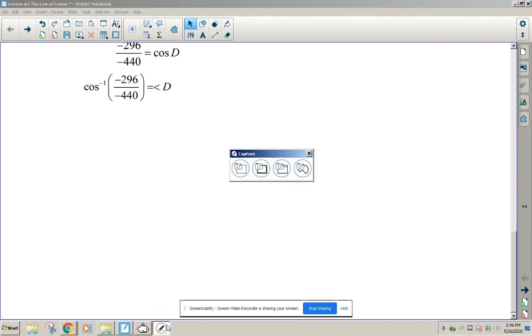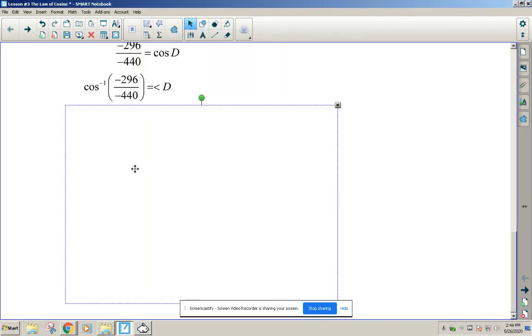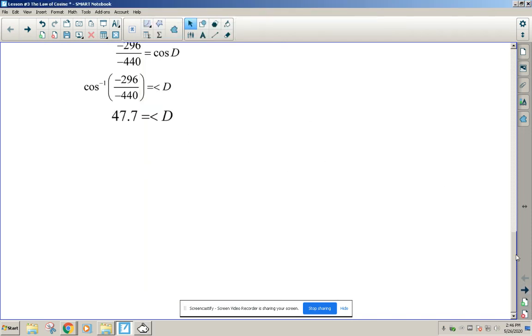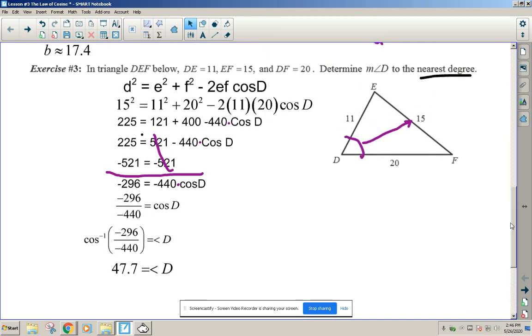So if I use my calculator, oops, that's not my calculator, let me get rid of that one. If I use my calculator, I have the arc cosine of negative 296 divided by negative 440 gives me an angle of 47.7 degrees. And that is my angle, 47.7 degrees. So hopefully you were able to follow that.